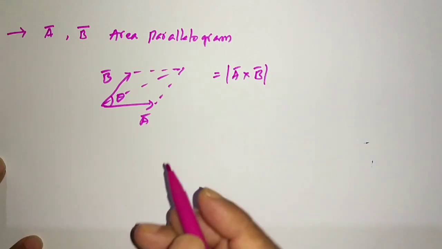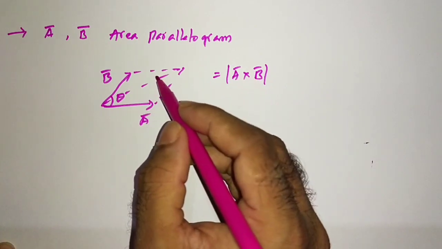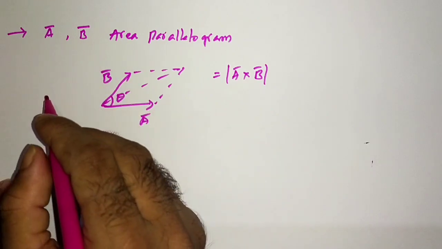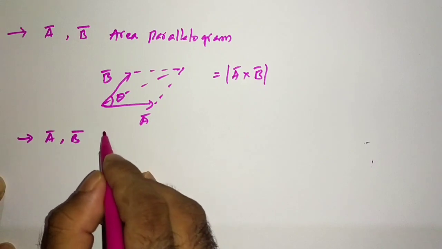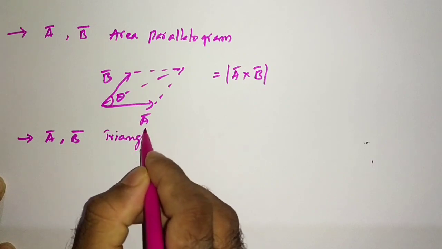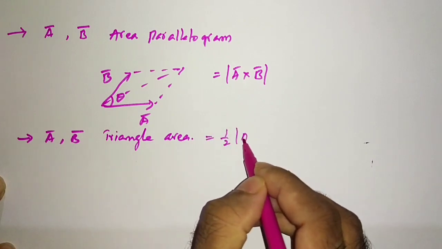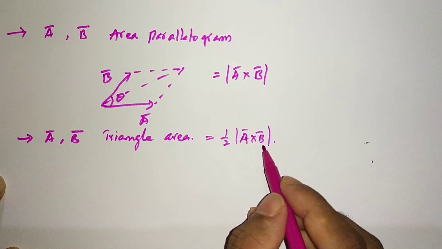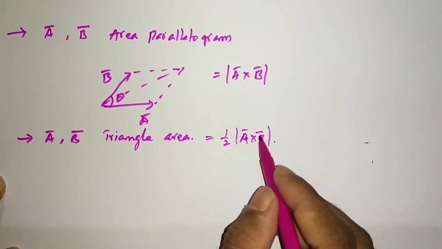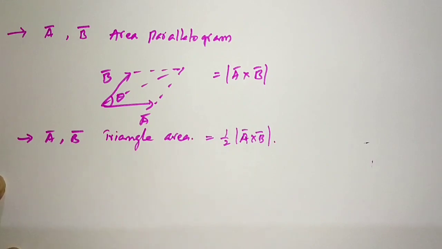What is the formula? Magnitude of a cross b. First you calculate the a cross b value, then calculate its magnitude, then that is the area of the parallelogram formed by two vectors a and b. Similarly, there is another formula. What is the area of the triangle? Area of the triangle formed by vectors a and b is half into modulus of a cross b. First we calculate a cross b, then calculate its magnitude and divide it by 2, which gives the area of the triangle formed by two vectors a and b. Clear?